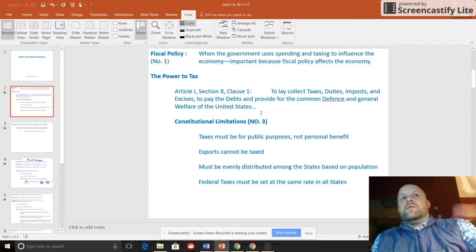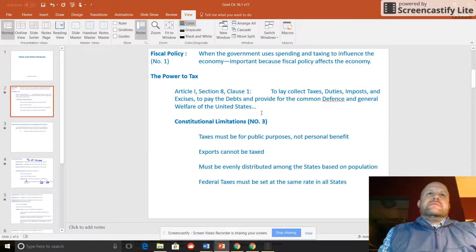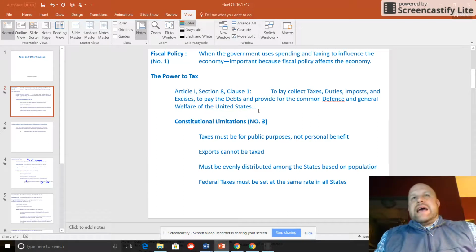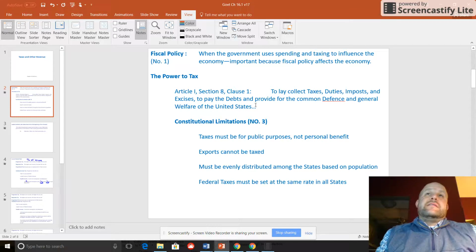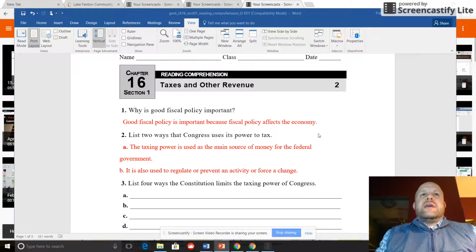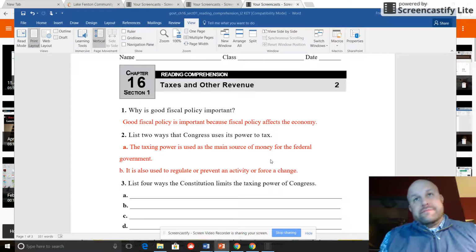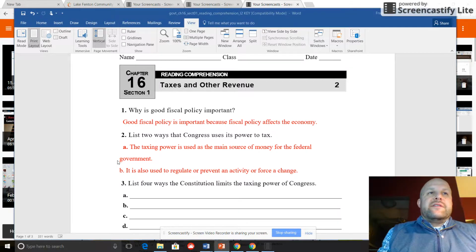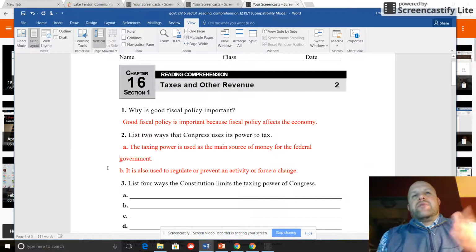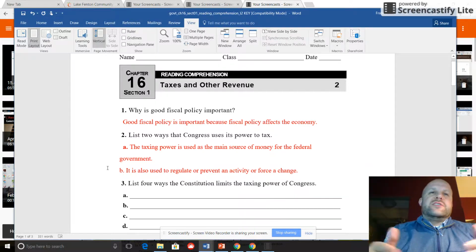So Congress, Article 1, Section 8, Clause 1, gives the Congress the power to tax for reasons that are laid out, common defense, general welfare. Okay, so in real language, what does that mean? Basically, there are two ways that Congress uses its power to tax. It uses it as a main source of money for the federal government. How would they get their money if they didn't? And then to regulate or prevent an activity or force a change.